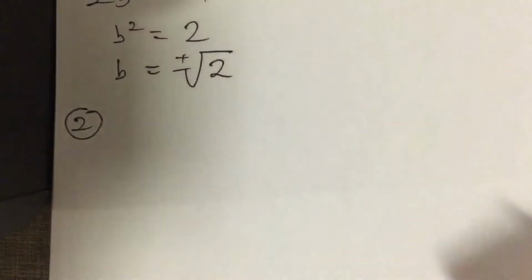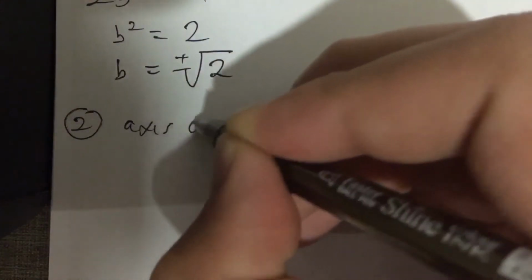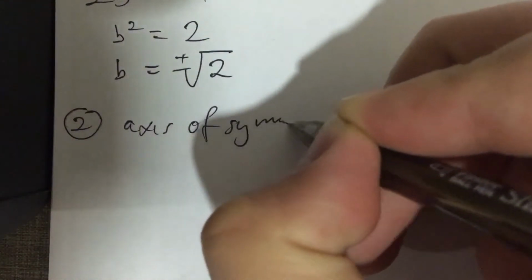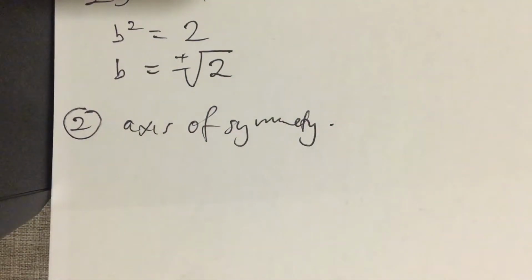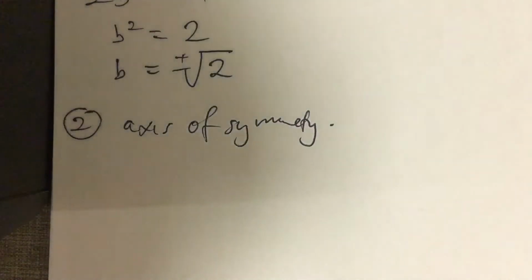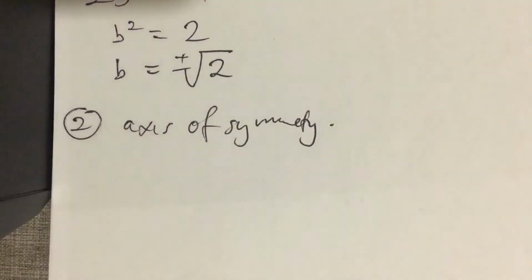Then the second part of the question, they will ask you to find the axis of symmetry. The axis of symmetry is basically the x value of the maximum or minimum point of the graph. So what is the x value? When you want to find this, it's very simple.